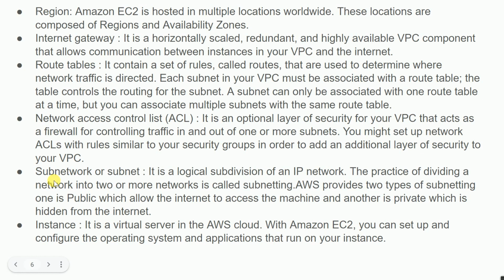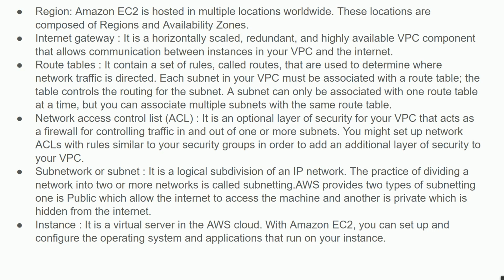It is a logical subdivision of an IP network. The practice of dividing a network into two or more networks is called subnetting. As we already learned in this networking part, we do have subnetting. Why do we choose subnetting? To divide a single network into multiple different networks.